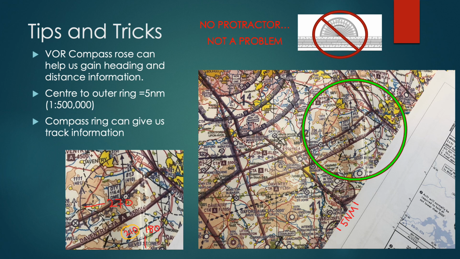Okay, and I could put that along my diversion route, work out how many 5 nautical miles there are, and get an estimation of how long my route is. Okay, so that's one thing that we could do.